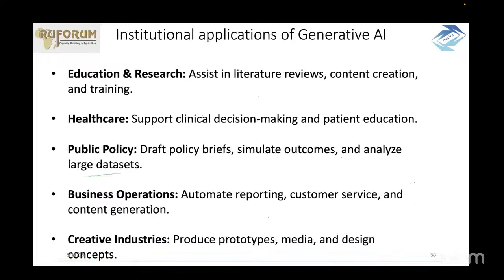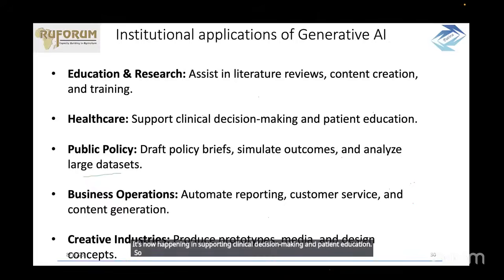So what's the application in institutions? Let's start with educational research. It assists in literature reviews, content creation, and training. It helps a lot, especially when you're doing a literature review. Something that used to take you like 3 to 4 weeks, Gen AI can do in just an hour or so. It's now helping in supporting clinical decision-making and patient education.